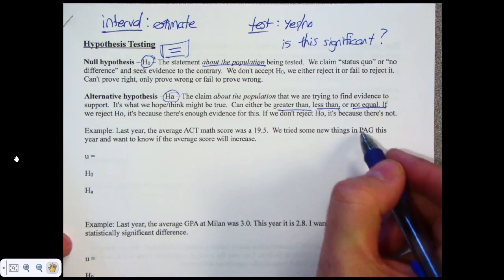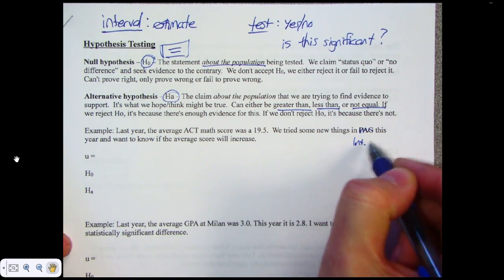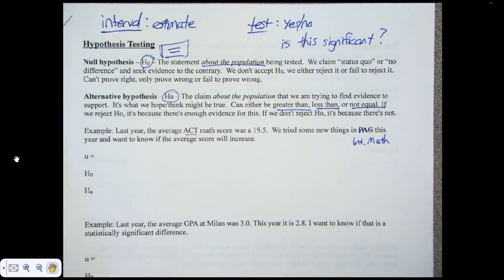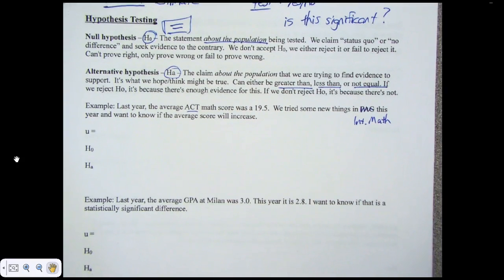We used to call PAG integrated math way back in the day, and you can tell it's old because we used to think ACT. Now it's the SAT. But last year the average was 19.5. We tried some new techniques in integrated math. I want to know if the average score increased.